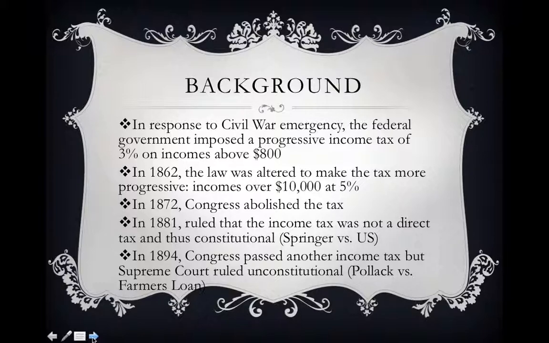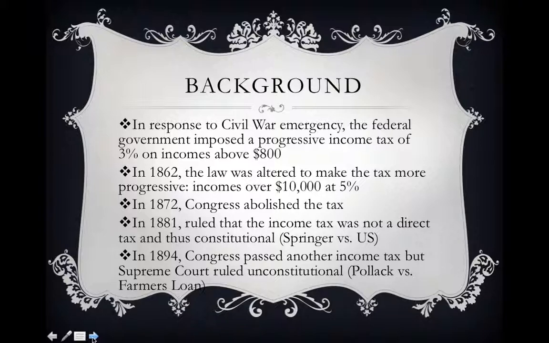Then the law was altered in 1862 to make it more progressive, in that individuals' incomes over $10,000 were taxed at 5%. This tax stayed in place until 1872, when Congress abolished it.